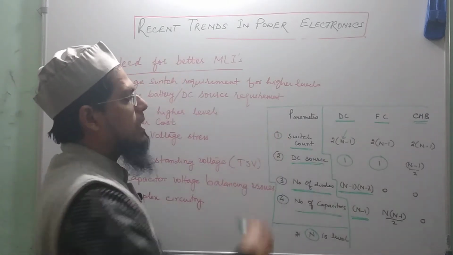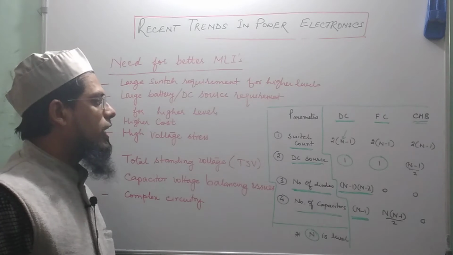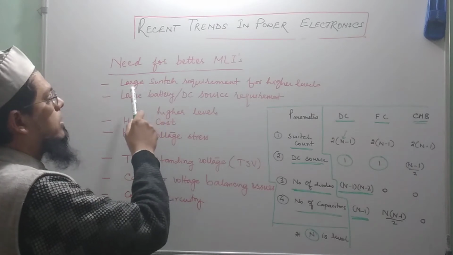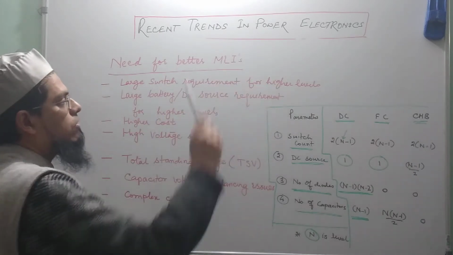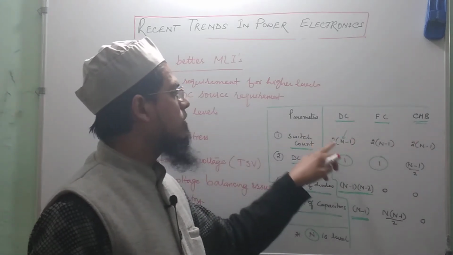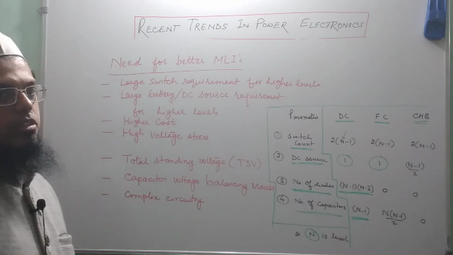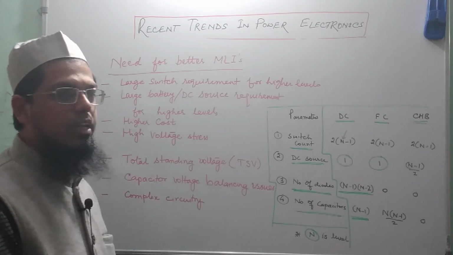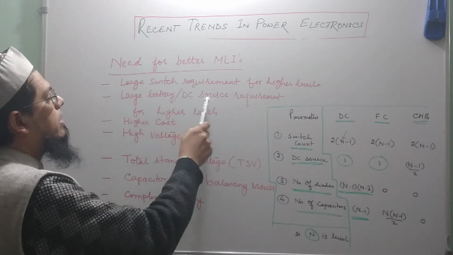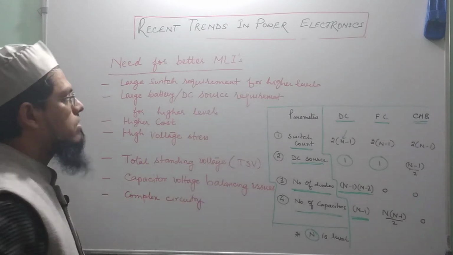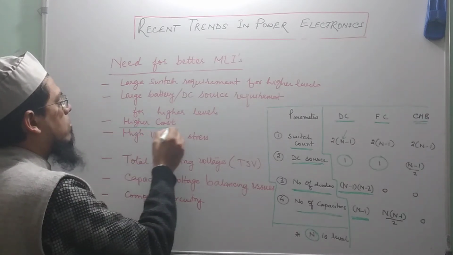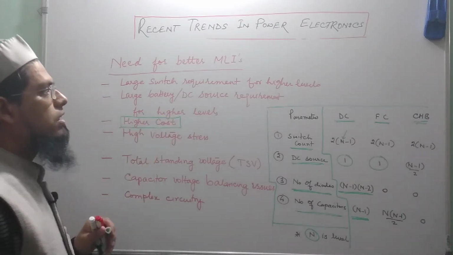Let us now discuss in some actual terms. Let's take the switch count. There is a large switch requirement for higher levels. In all the three types of multi-level inverter, we require a large number of switches, since for many levels n is large. Moreover, there is a large battery or DC source requirement for higher levels. So what is the disadvantage associated with these two? The disadvantage is in the cost. This has to be at higher cost.